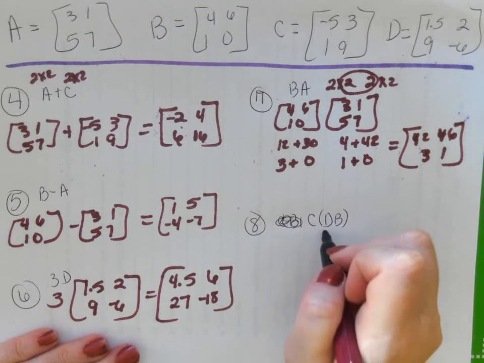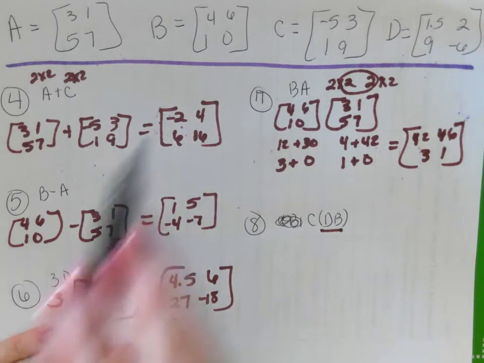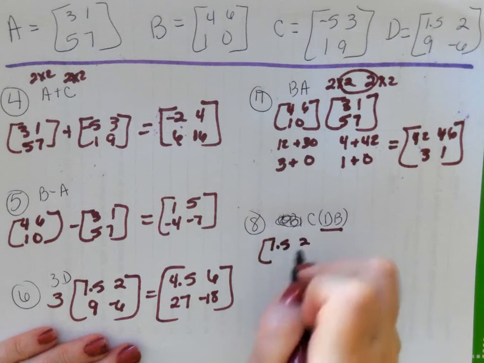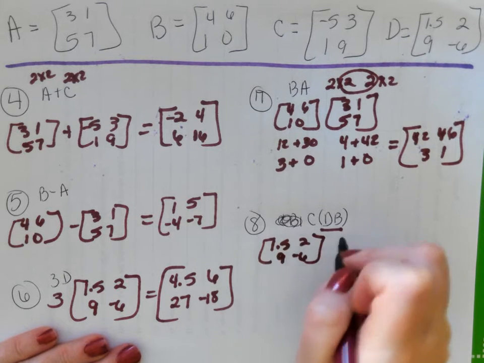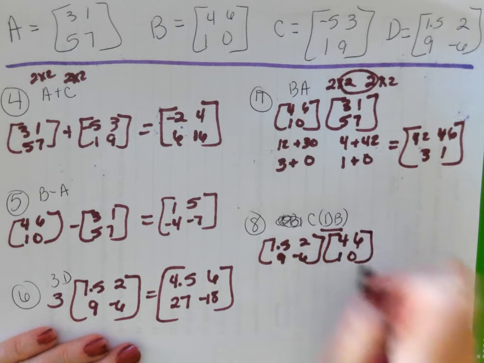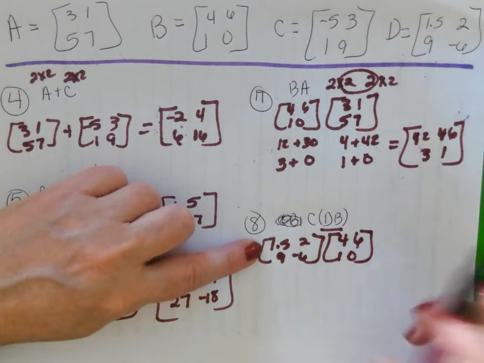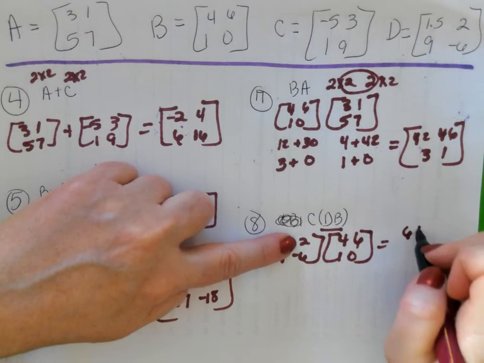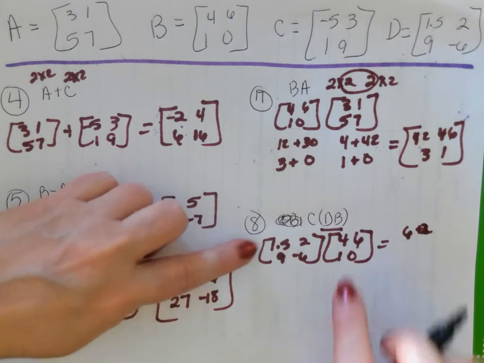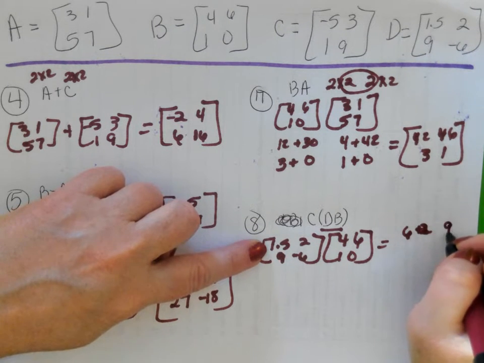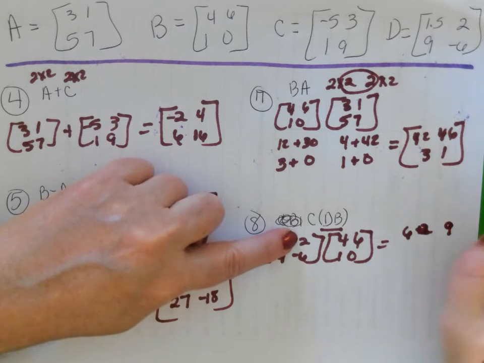So we're going to start on the inside, and we're going to do D times B. D is 1.5, 2, 9, -6. B is 4, 6, 1, 0. So 1.5 times 4 is 6. 2 times 1 is 2. 1.5 times 6 is 9. Sorry, bad math. 2 times 0 is 0.